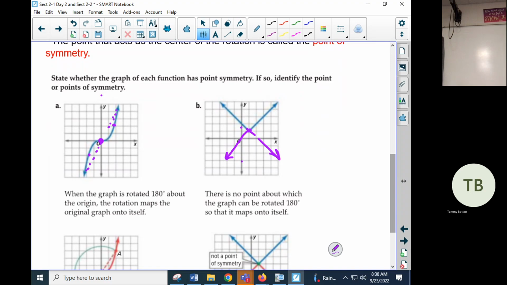So this does not have point symmetry because it creates a new figure. It's not going to map onto itself, whereas this one, if you turn this upside down, it's going to look just like it did.